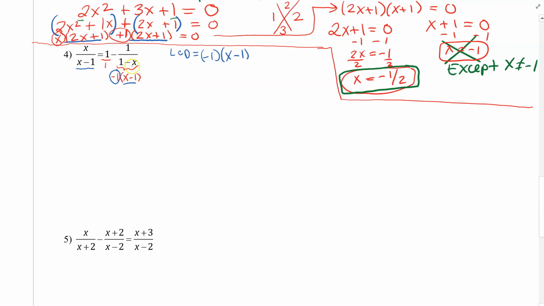So recognizing that they really have a common factor that doesn't have to be duplicated helps keep our LCD, helps keep the lowest common denominator, and keeps it from having too many factors.